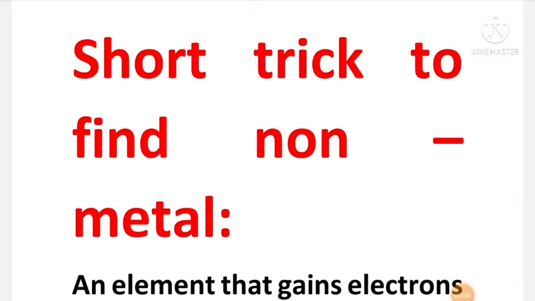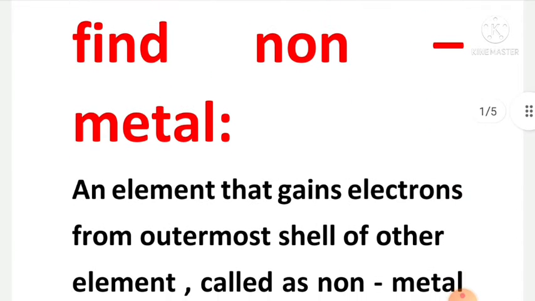Today I am going to discuss how to find non-metal by using short tricks. Here, chemically, an element that gains electrons from the outermost shell of another element is called a non-metal.